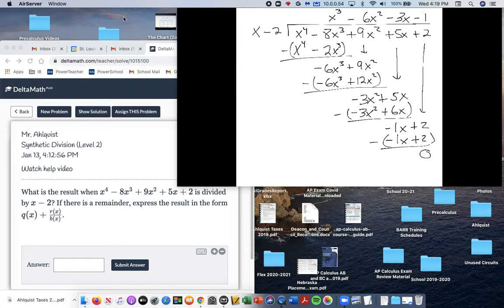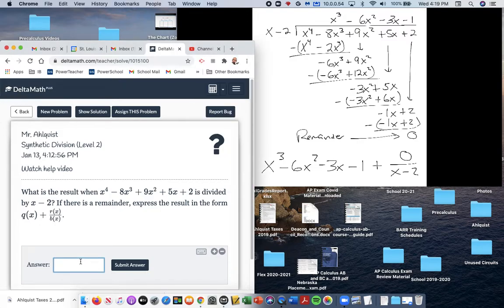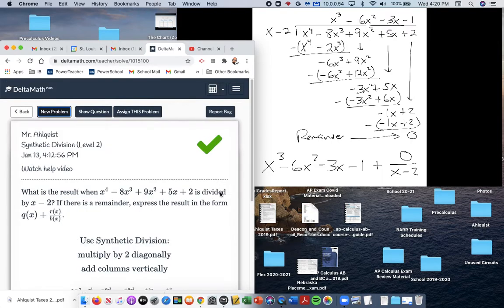If there were a remainder, let's say this was our remainder, what we would write for our answer is the following. What we would write is x cubed minus 6x squared minus 3x minus 1 plus our remainder divided by x minus 2. So if we had a remainder, that's what it means. Now this one doesn't have a remainder, so in this particular one, all we got to do is write x to the third minus 6x to the second minus 3x minus 1. And if I didn't make any arithmetic mistakes, I got it right.